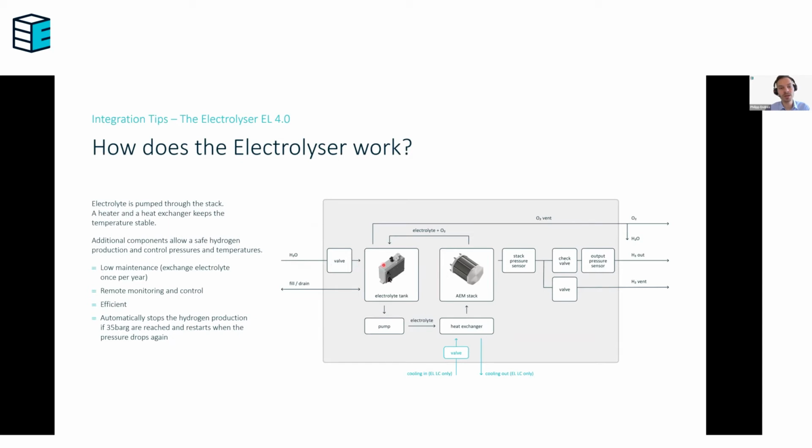For those who couldn't attend the first presentation, just a quick review. H2O is coming in through the H2O import and then flowing into the electrolyte tank. The electrolyte tank contains the electrolyte, which is then pumped through the heat exchanger and the AEM stack. So we have a circle here, and oxygen is released by the O2 vent line. At the same time, hydrogen is produced in the AEM stack, which is then released by the H2 out. And you have an H2 vent line, which is there to get rid of water vapor, because the hydrogen is already purified right inside the electrolyzer to reach 99.9% purity.